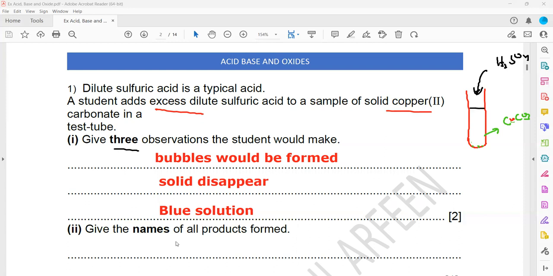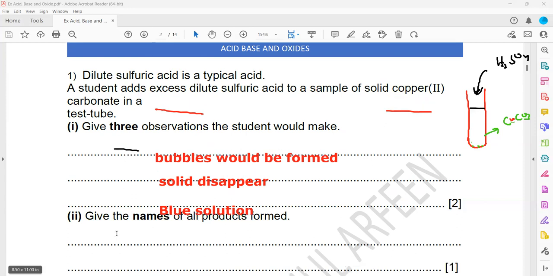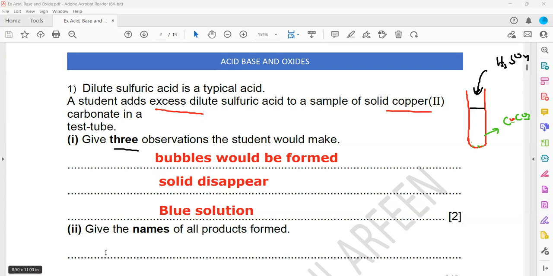Then give the names of all the products formed. What are the products formed when copper carbonate reacted with sulfuric acid? So copper sulfate, water, and carbon dioxide. And when you're writing an answer, you don't have to write an equation, you just have to mention the names of the products which are formed.